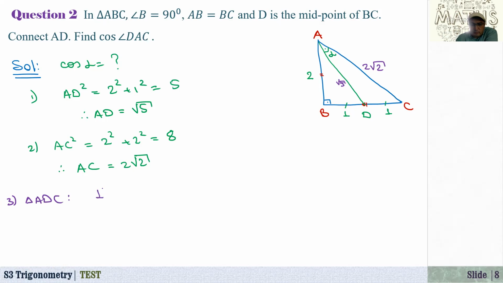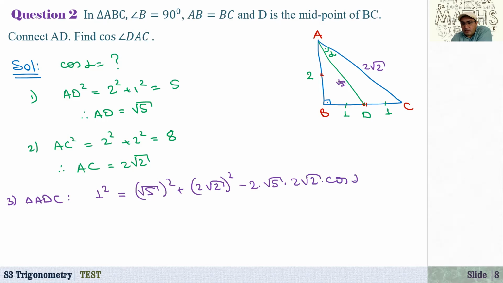So 1 squared is equal to square root of 5 squared plus 2 times square root of 2 squared minus 2 times square root of 5 times 2 square root of 2 times cosine of alpha. Now, if you solve this for cosine of alpha, here we have 1 is equal to 5 plus 8 minus 2 times 2 is 4. So here we have 4 times square root of 10 cosine of alpha.